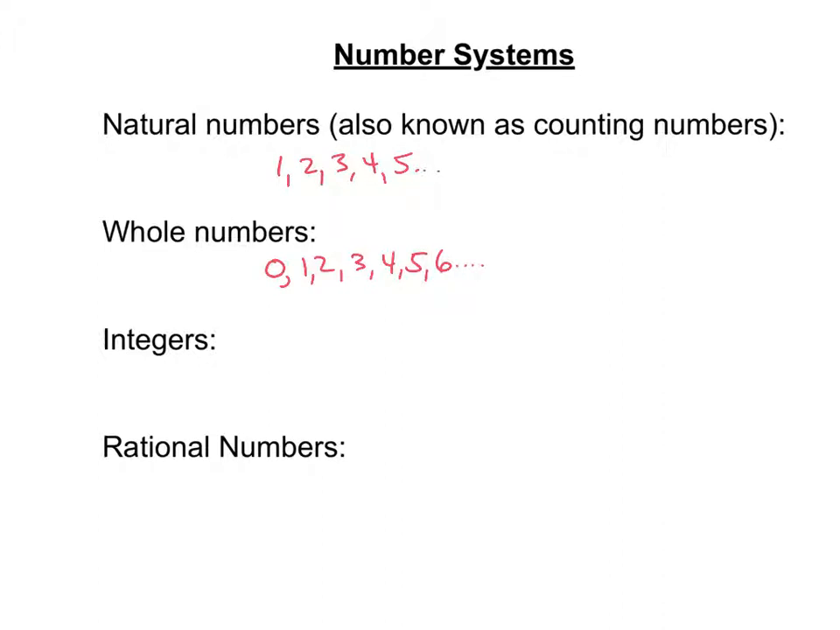Integers. The actual definition of integers is the natural numbers, their opposites, and 0. So if I wanted to make a list of the integers, maybe I'll start off here with -6, -5, -4, -3, -2, -1, 0. And then I would go on 1, 2, 3, 4, 5, 6, and I could go on forever and ever and ever in both directions.